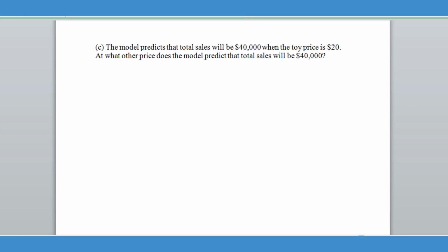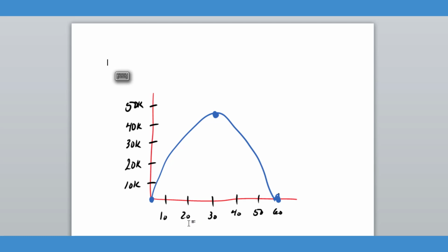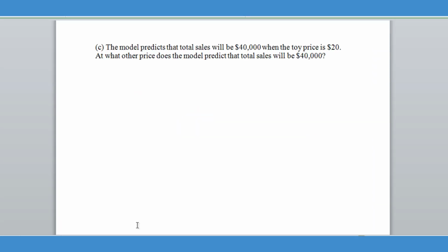The last part, the third part, says the model predicts that the total sales will be $40,000 when the toy price is $20. At what other price will it also be $40,000? And so if we look here, if we look at $40,000, that level is roughly there. And we can see that, roundabout my scale, that gives me a $20 price tag. Well, if we know symmetry is working here, we should know that this other place that hits $40,000 in sales would be a $40 price tag. And so we can use our graph to do that.